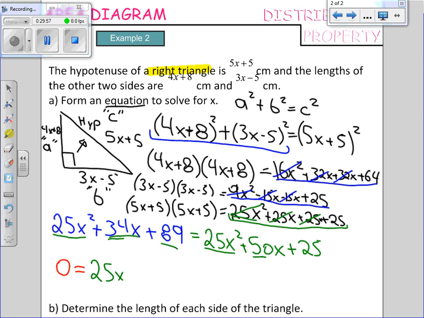The blue side is now moved all over to the other side, except they're all negatives now, because we subtracted them all. So it's going to become minus 25x squared, minus 34x. It was 34, right? Yeah, and minus 89.